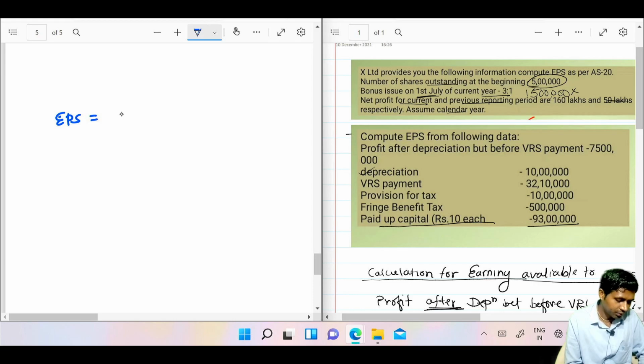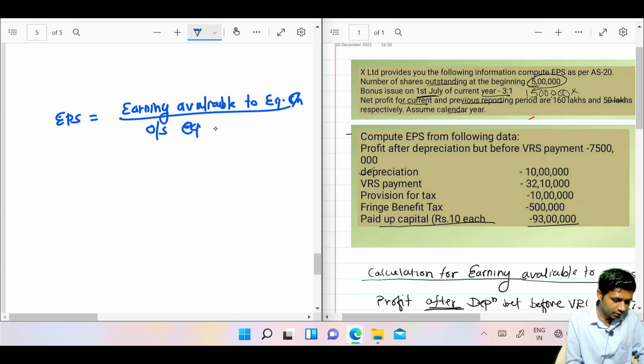Okay, how do we calculate earning per share? Earning available to equity shareholders divided by outstanding equivalent shares. Now earning available to equity shareholders, the numerator. Let's say numerator means what? Profit before tax. Sometimes they give before interest also, profit before tax and interest, minus, sometimes you will get before depreciation also, minus then depreciation.